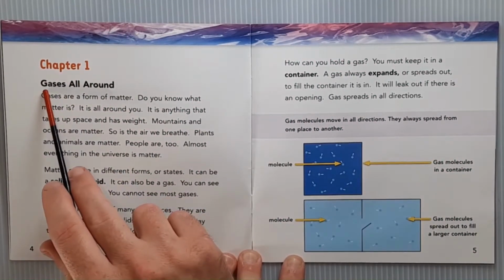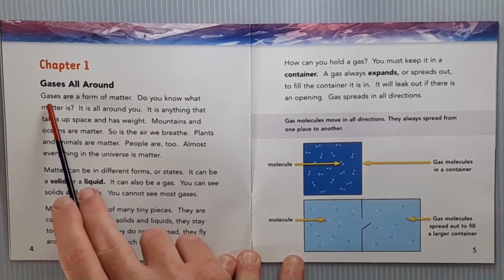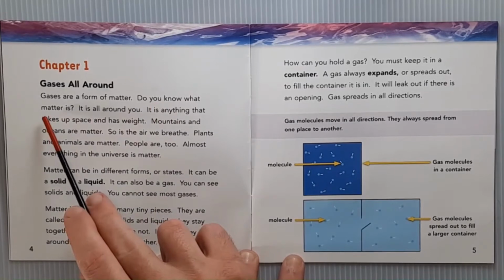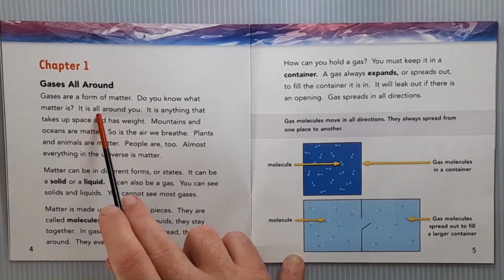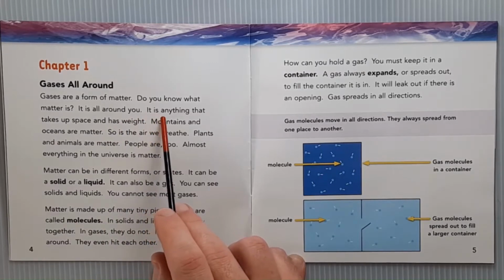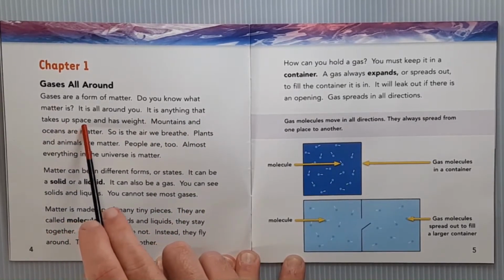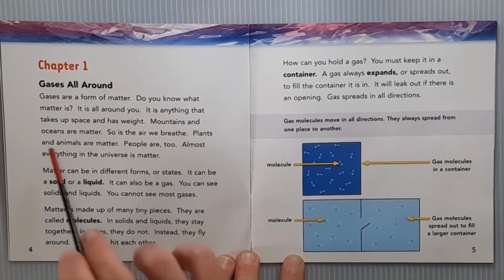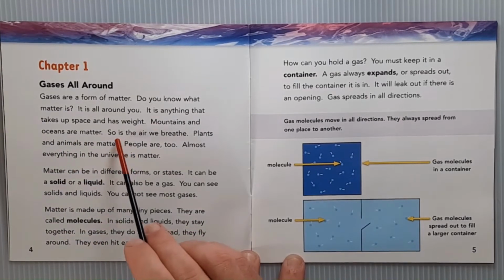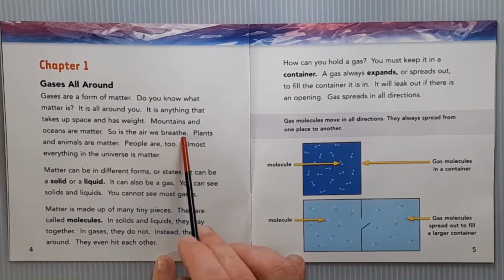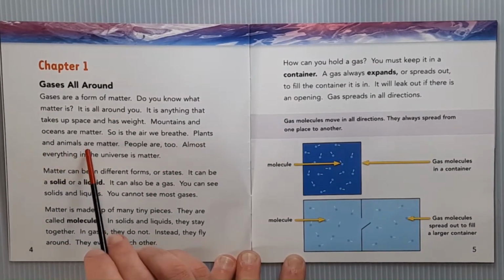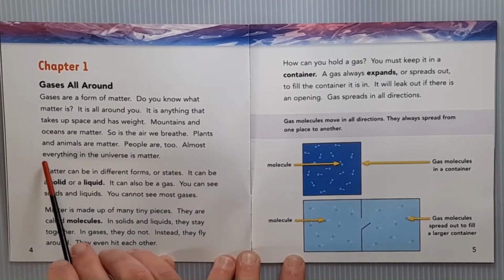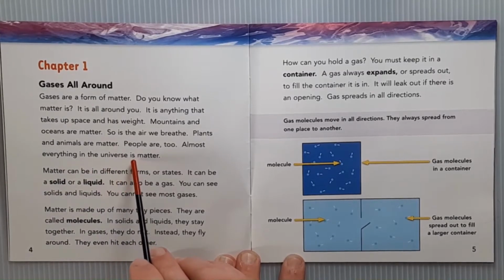Chapter 1, Gases All Around. Gases are a form of matter. Do you know what matter is? It is all around you. It is anything that takes up space and has weight. Mountains and oceans are matter. So is the air we breathe. Plants and animals are matter. People are too. Almost everything in the universe is matter.